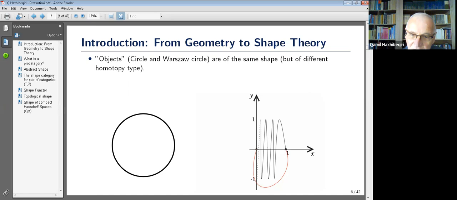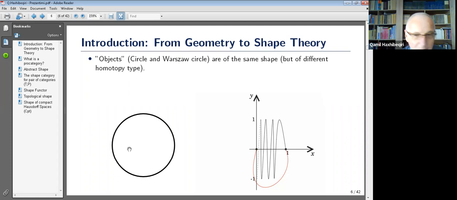because the Warsaw circle, in each point of the segment {0} × [-1, 1], is not locally connected, since the circle is connected and also locally connected. So what it means that they have the same shape is the question that we will explain in this talk.